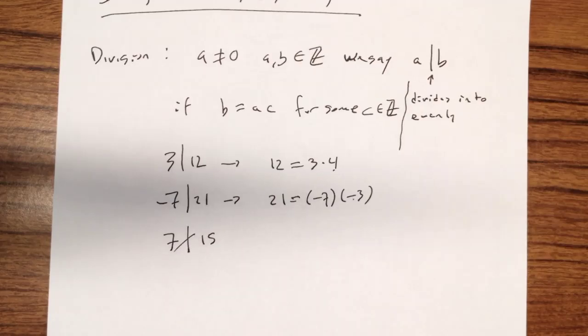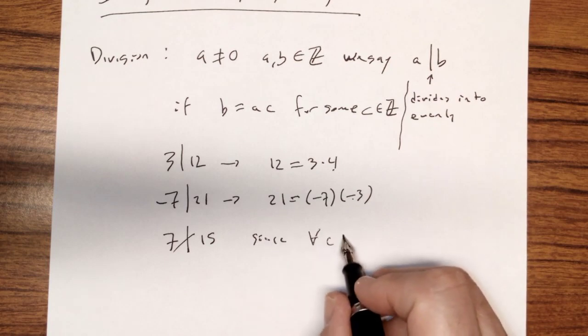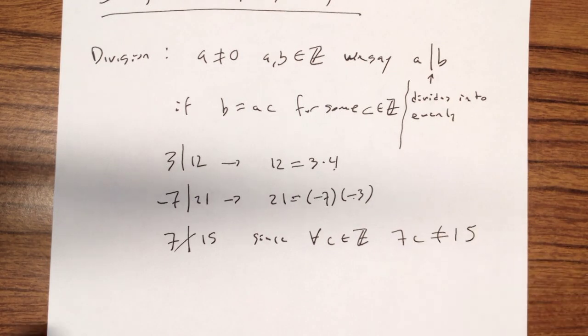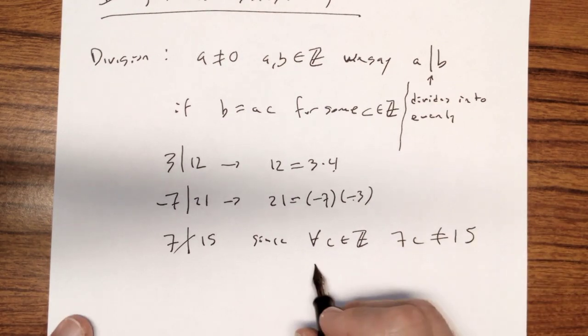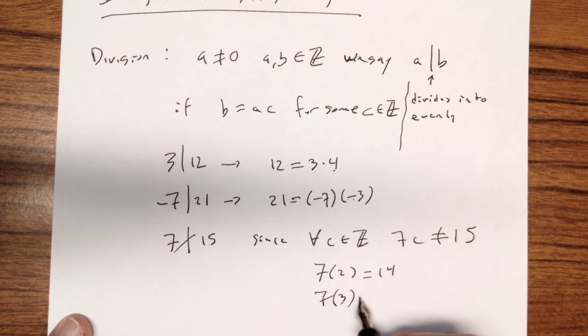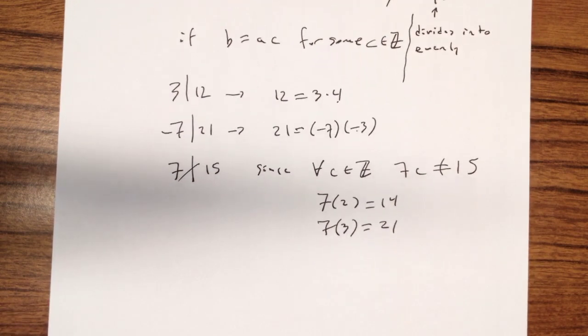I'll put a little slash through my symbol, since I know that to be true. 7 times 2 is 14. 7 times 3 is 21. I can't get to 15. It's in the middle. That's not going to work. So divisibility should be, I hope, something you're familiar with, whether or not you have a remainder, a leftover, or you go in evenly.